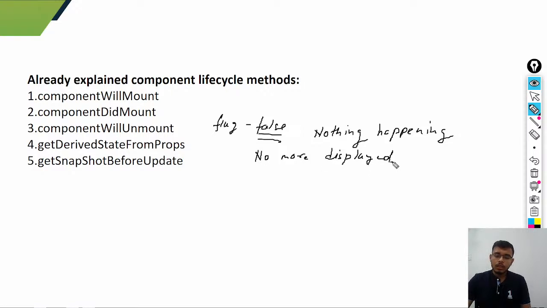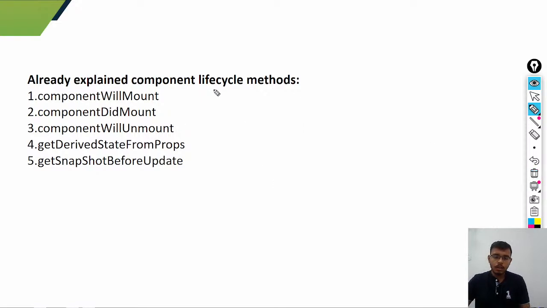So in that case, the component gets unmounted. And whenever something like that happens, this particular method is being called. So we have discussed in brief the working of these three functions. Now let's get back to getDerivedStateFromProps.